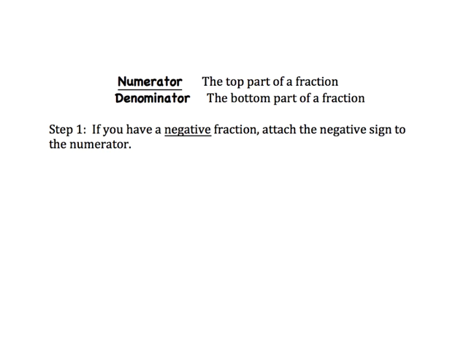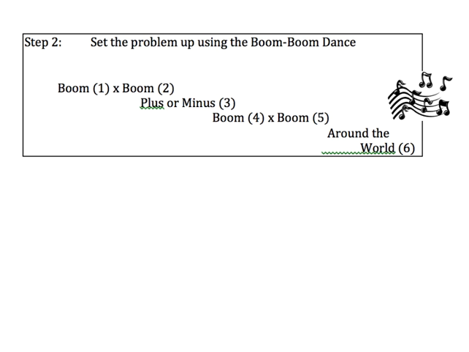One little hint, and this is right on your worksheet. If you have a negative sign in front of a fraction, you are simply going to move it into the numerator. It's going to help you not lose sight of that negative sign. As we go through some of the examples, you are going to see that. So the first step is, if there is a negative sign, you move it into the numerator.